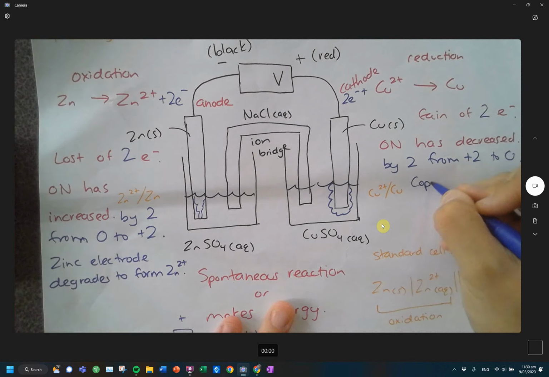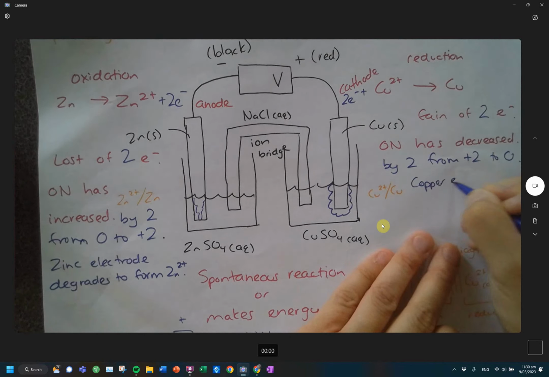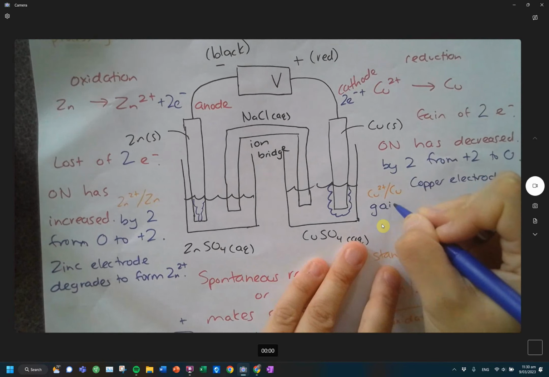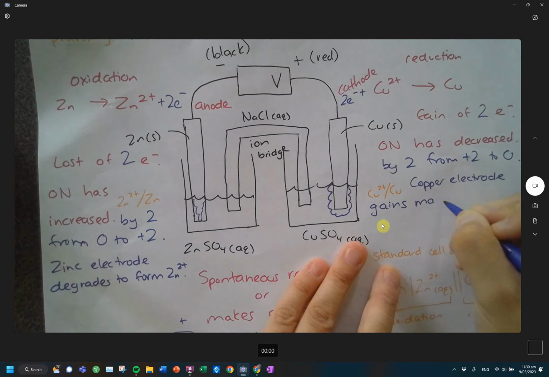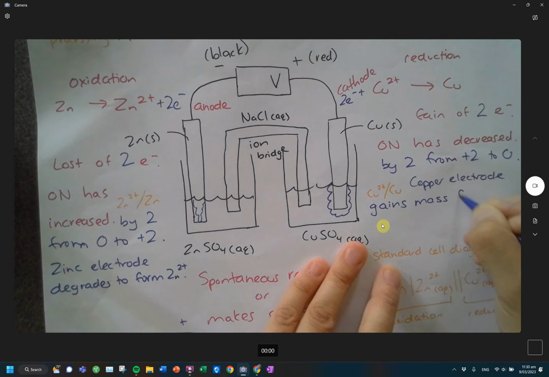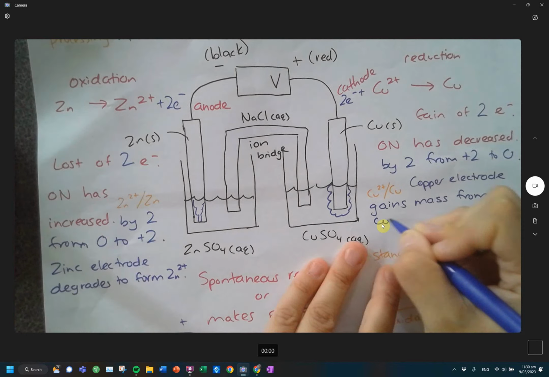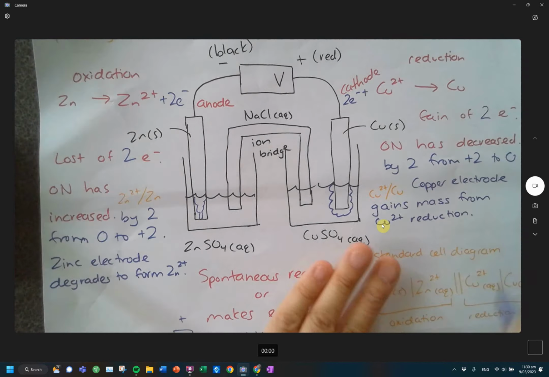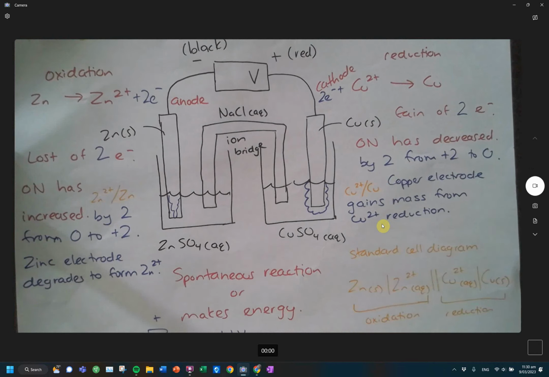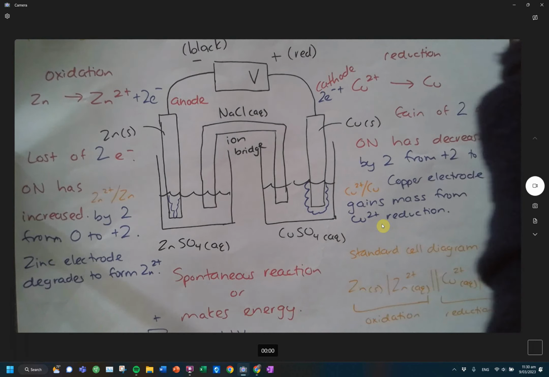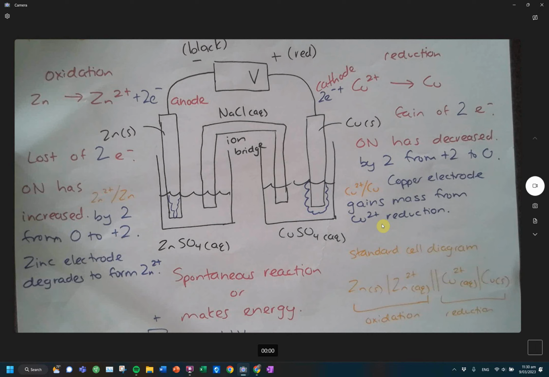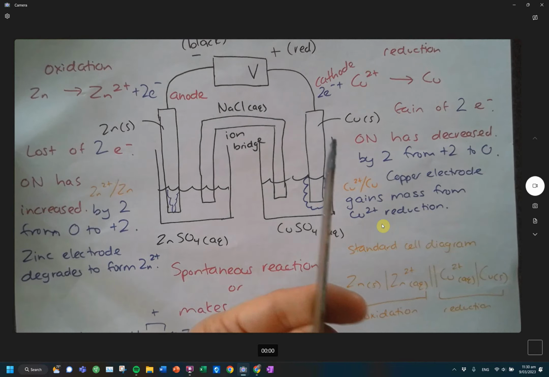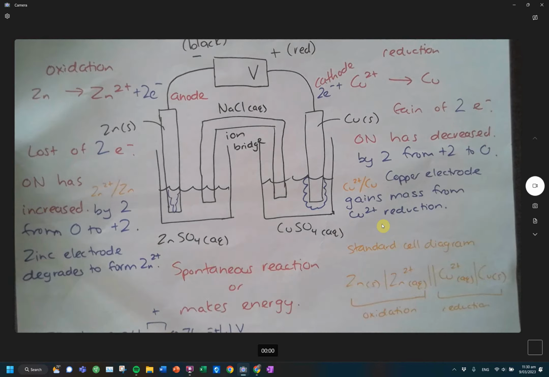So copper electrode gains mass from Cu2+ reduction. And when I grab my copper electrode, can't really see it, it's not as obvious, but it does have more copper than it did before.